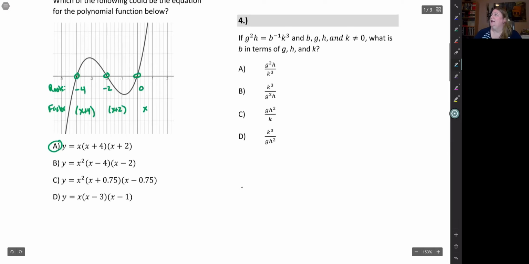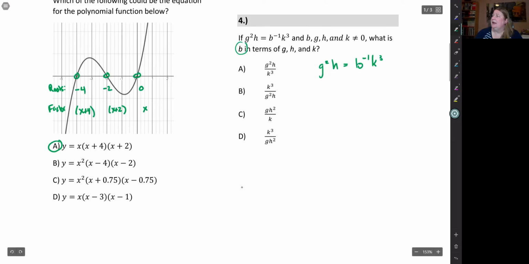Question 4, if g squared h equals b to the negative 1 k cubed, what is b? So I'm solving for b. That means I want to get b by itself on one side and everything else on the other side.